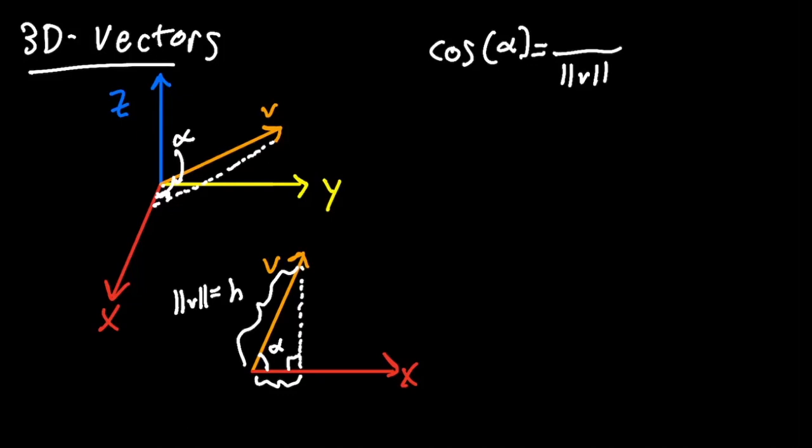What we can do is consider v as a vector split up and written out with components. So v equals ai plus bj plus ck. So a is the x direction component, b is the y direction component, and c is the z direction component. So here, the x component is going to be a, that adjacent side. So the cosine of alpha is a over the magnitude of v.